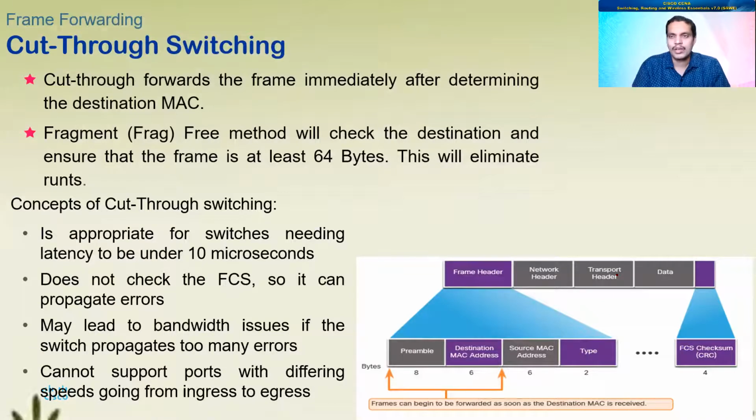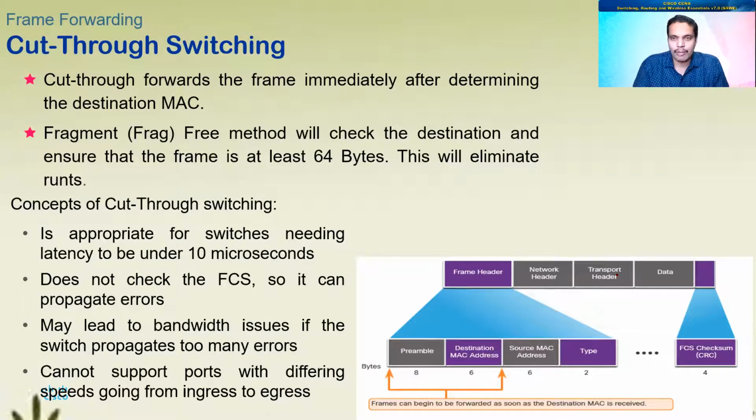Now, the characteristics of cut-through switching. If it doesn't do anything, why bother to study it? Because delay-sensitive applications, high-performance applications where delay cannot be tolerated and where the latency must be less than 10 microseconds, use cut-through switching. Because it does not check any FCS or use any error-checking mechanisms, it will definitely propagate errors. If it is propagating too many errors, it will lead to bandwidth issues. It might lead to congestion also.